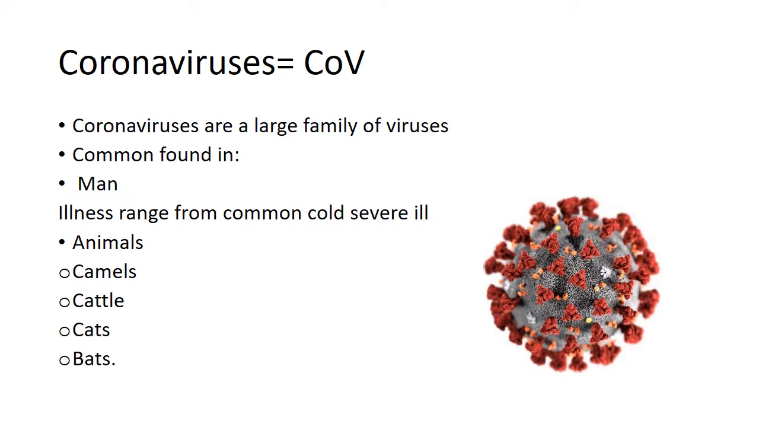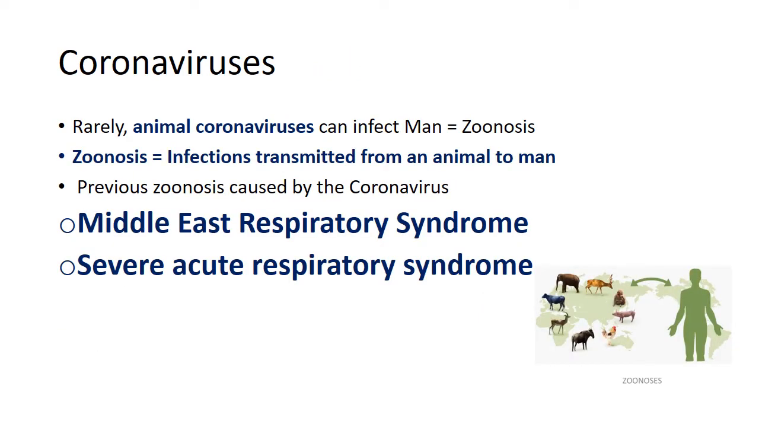Well, the coronavirus belongs to a large family of viruses, and they're common both in man and in animals. The animals that we know it occurs in are camels, cats, cattle, and bats. In man, illness can range from the common cold to individuals who are severely ill. The coronavirus can very rarely cause infection in man when it is transferred from an animal to man. And we call these zoonoses. So what's zoonosis? It's an infection transmitted from an animal to a man.